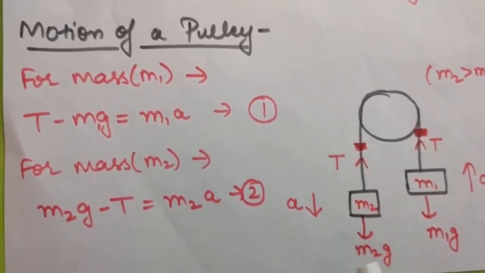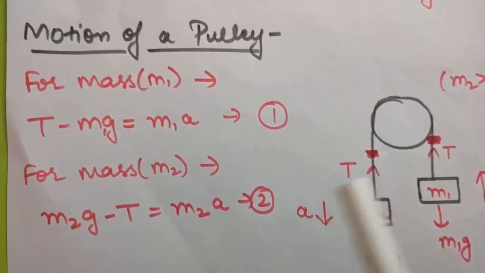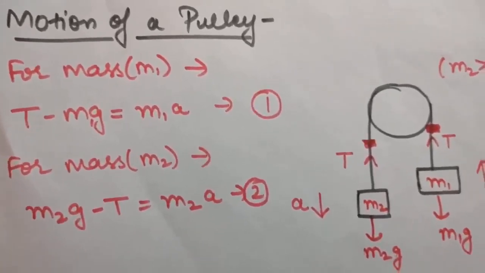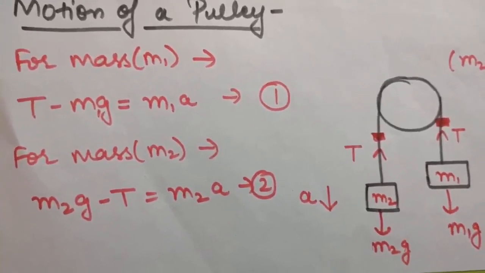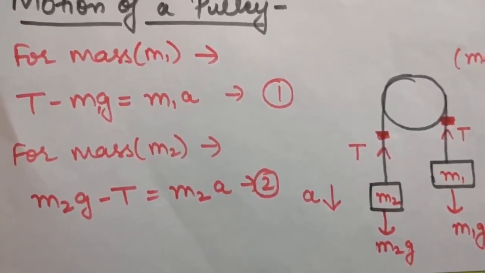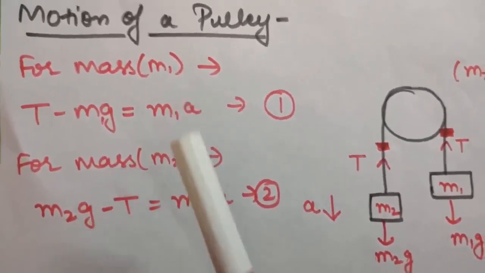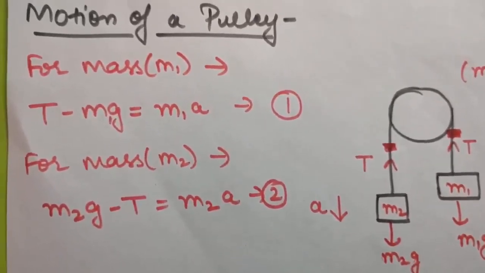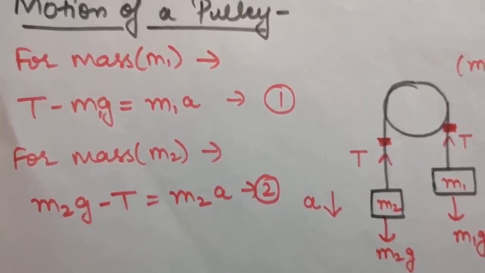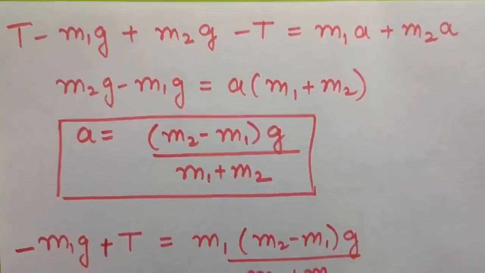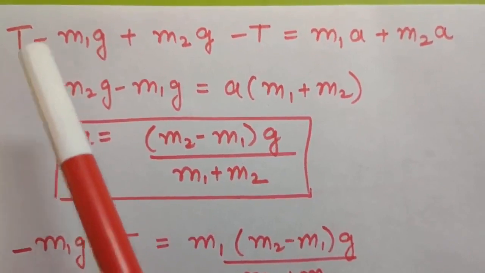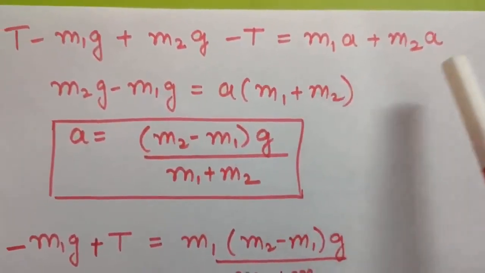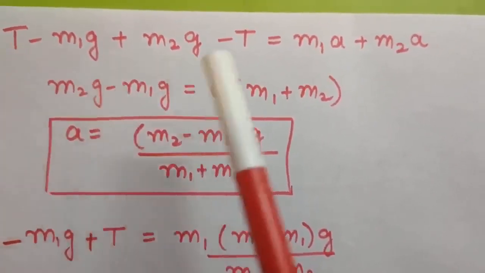Similarly for mass m2, m2g minus T is equal to m2a. From these two equations, we'll be calculating the value of acceleration and the value of the tension in the string. I hope both equations are clear to you. Now let us add these two equations, first and second. When you add these two, it becomes T minus m1g plus m2g minus T is equal to m1a plus m2a. So tension will cancel out from here.